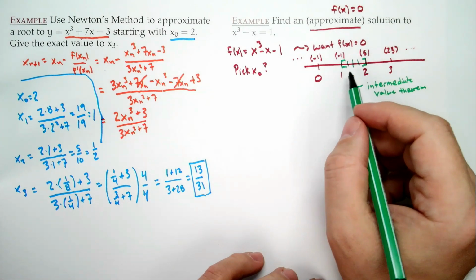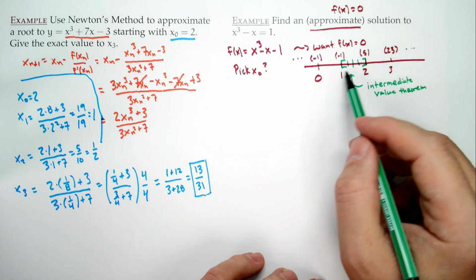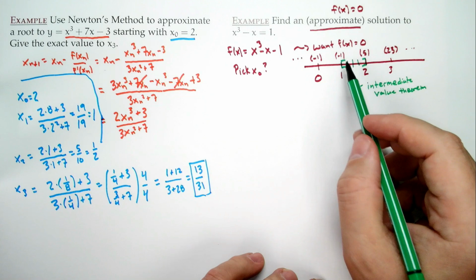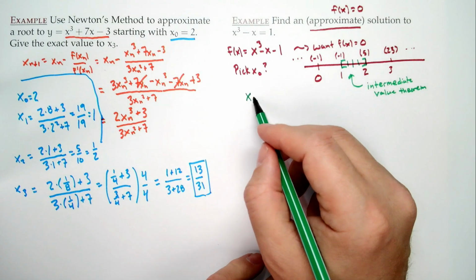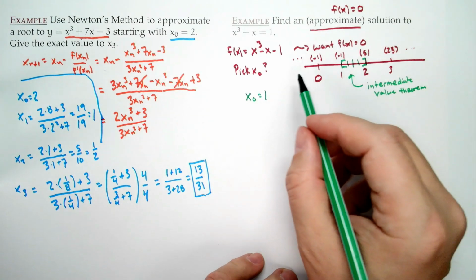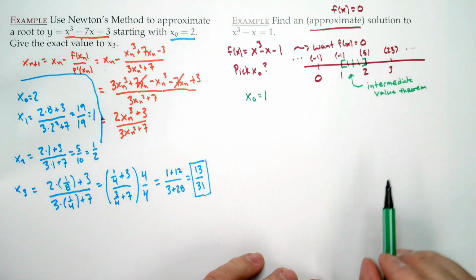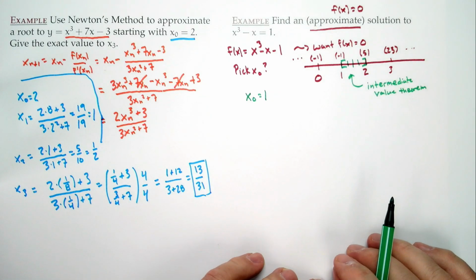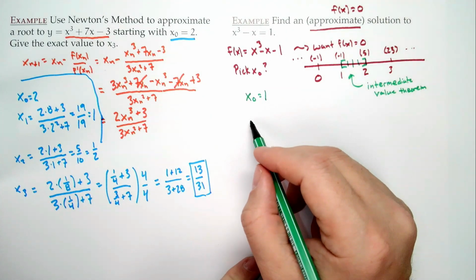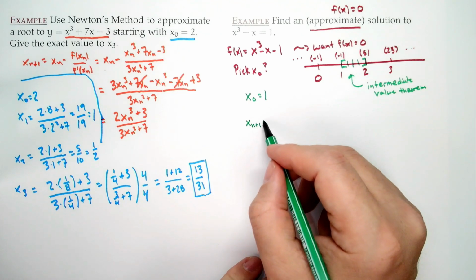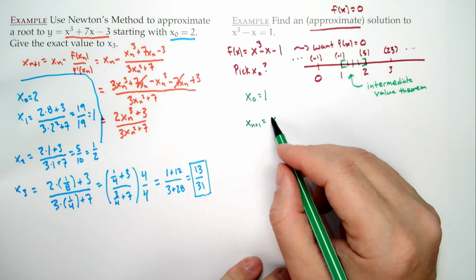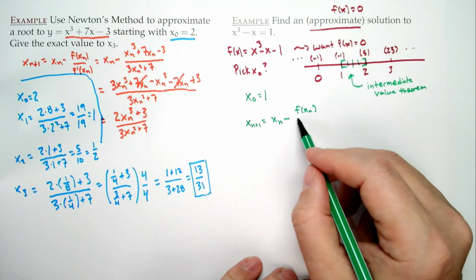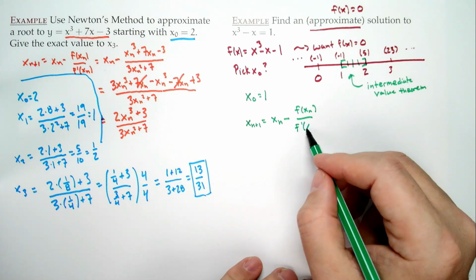Okay, so what's our goal? Well, we think it's between 1 and 2, and 1 is certainly closer to 0 in terms of the output. So let's pick x0 to be 1. So what do? We sampled the data, and we said the intermediate value theorem says it has to be around here. So we have our guess. Now, xn plus 1 should equal xn minus our function f of xn divided by our derivative, f prime of xn.